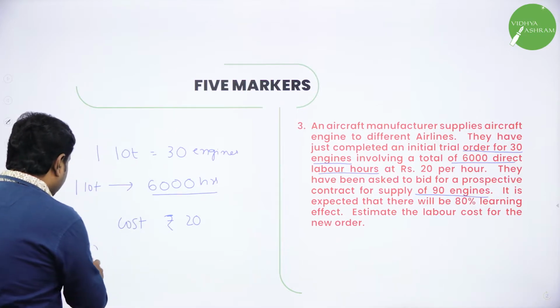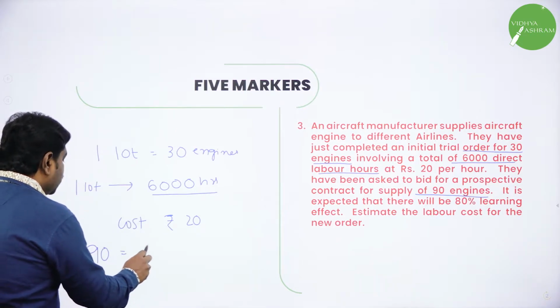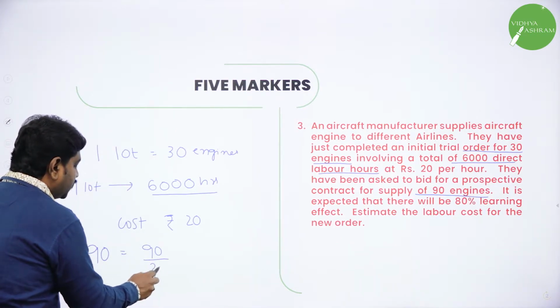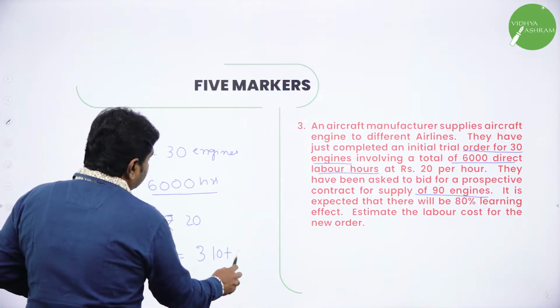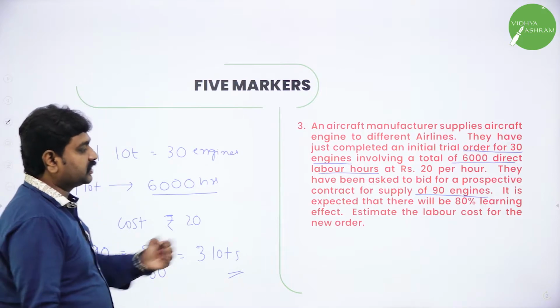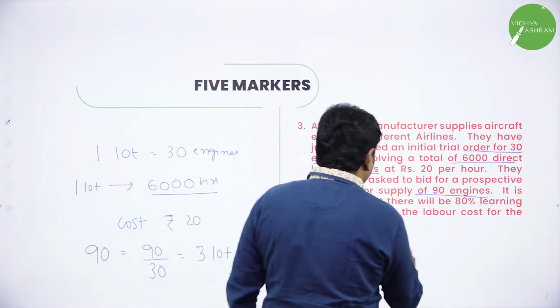So now we'll define it. 90 engines means 90 divided by 30, because 30 makes one lot. 90 by 30 if you do, you'll get 3 lots. So they want cost for 3 lots. Estimate the labor cost for what? New order. New order is how much?